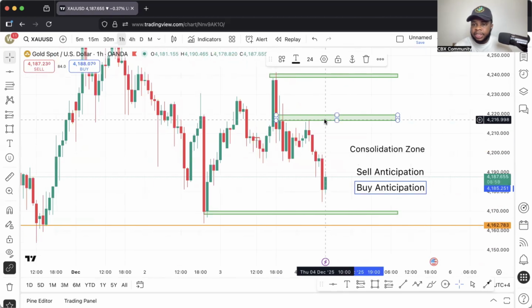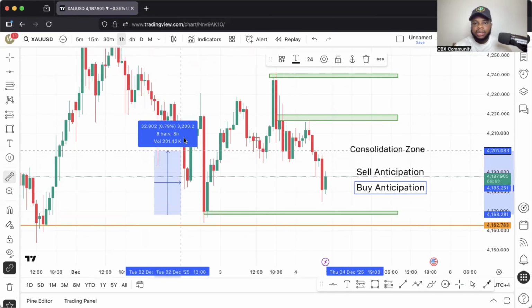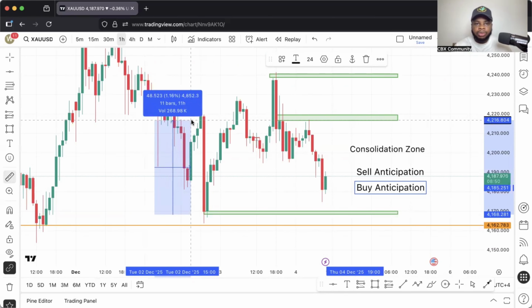From this resistance zone down to this support zone is being considered as a consolidation zone, but the range is huge. I know the range is huge, almost like 485 pips thereabouts. So the range is huge.